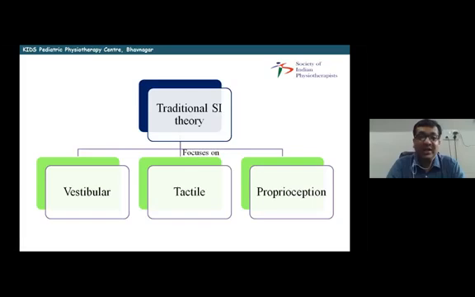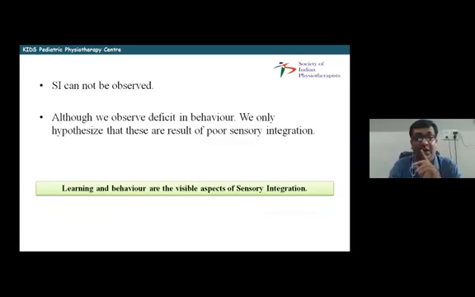Now, traditional SI theory focuses on three main systems: vestibular, tactile, and proprioception. Yes, visual and auditory are important, but these are the main three systems SI theory focuses on. And here, SI cannot be observed. Although we observe deficits in behavior, we only hypothesize that these are the result of poor sensory integration. Suppose we talk about postural control, and the child has a wrong weight bearing pattern. After seeing the behavior, that the sitting pattern or weight bearing pattern is wrong, along with tightness of muscles, we hypothesize that there might be a problem with proprioception and tactile processing as well. Because of the behavior we have seen, we hypothesize something.